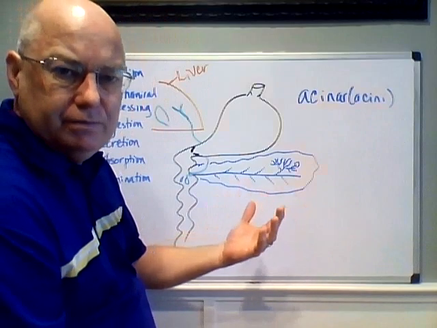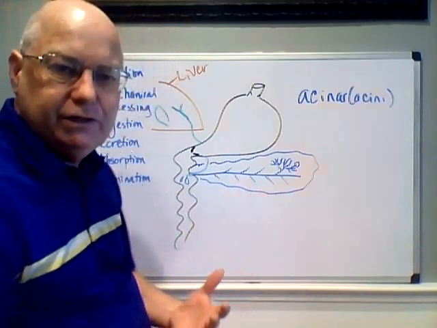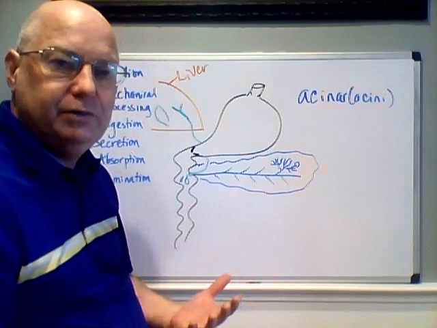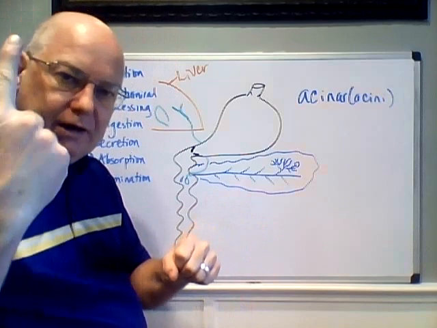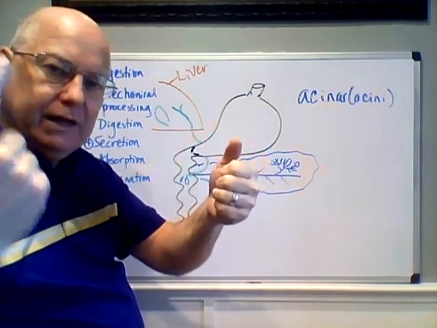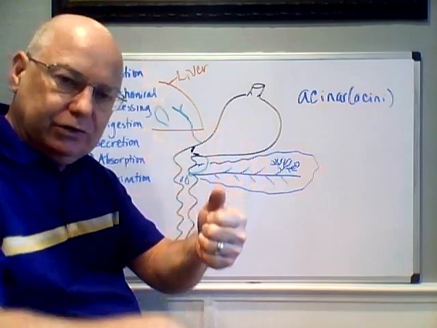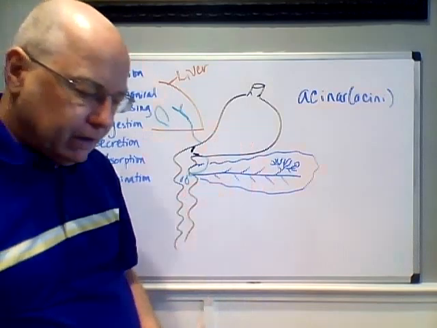Now, we looked at the islets of Langerhans, or the pancreatic islets. So the pancreatic islets are responsible for secreting several hormones. Two in particular that we worried about were insulin and glucagon. When glucose levels rise very high, the pancreatic islets release insulin, and insulin makes your cells take glucose in. So that lowers your blood sugar levels.